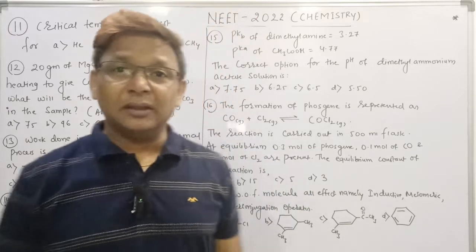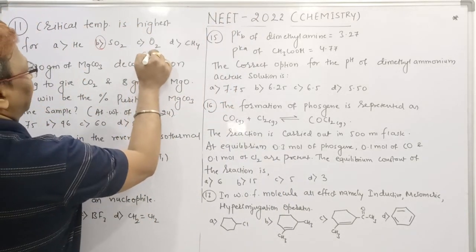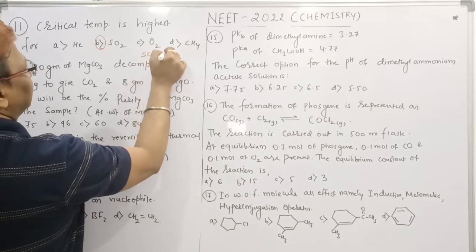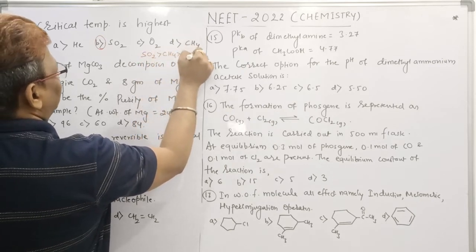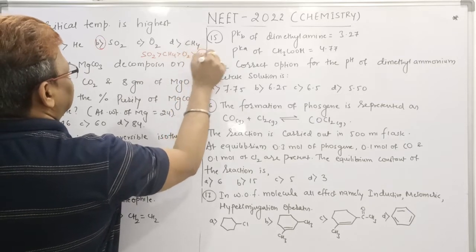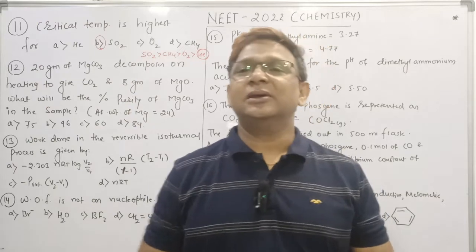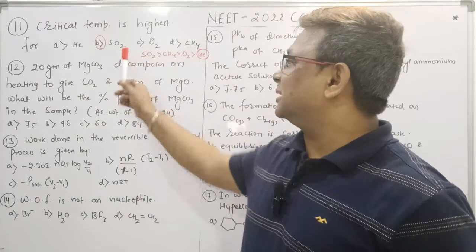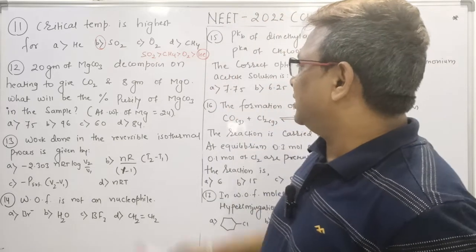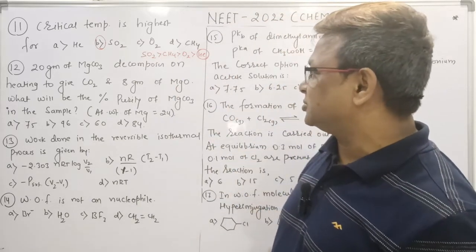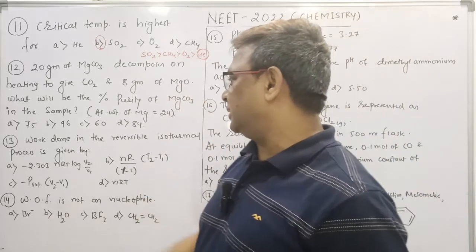But if you want to write the order, remember beta, order is this way. SO2 will have a higher critical temperature, then methane, then O2, and helium has the least critical temperature among all the 4 gases. So our answer should come as the second option. Now, question number 20, but it is a numerical part. To solve this one, I require some space, so we'll do it afterward.